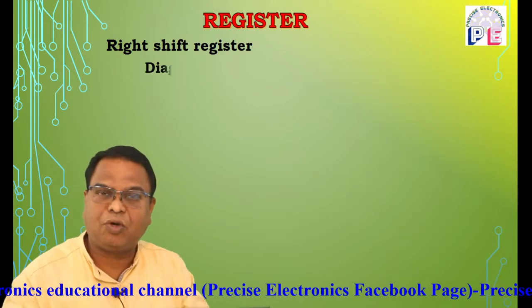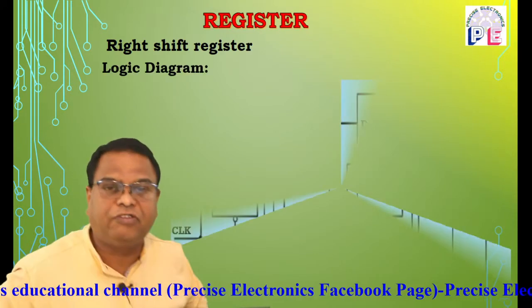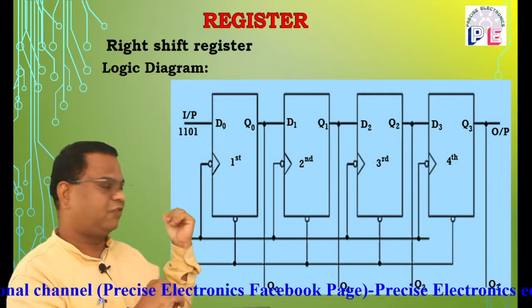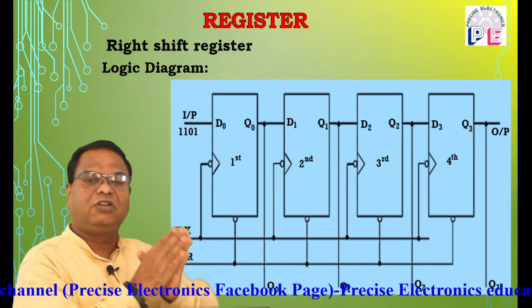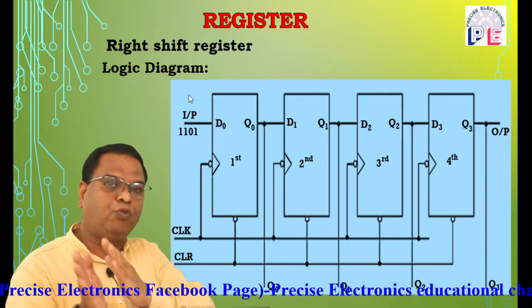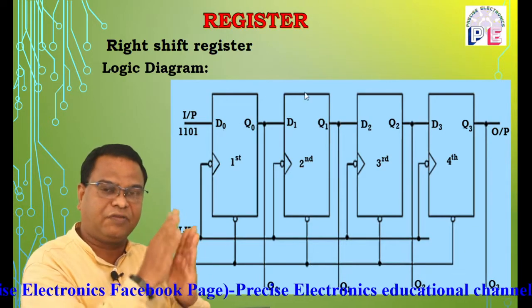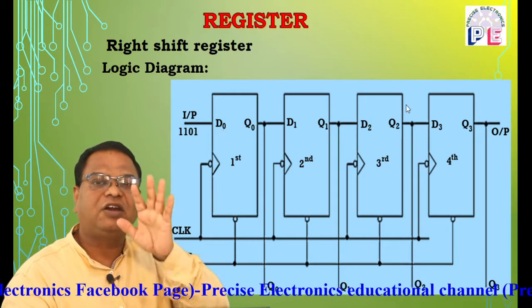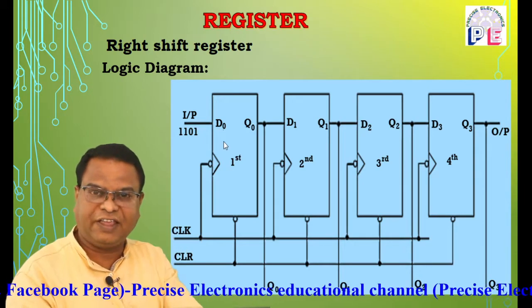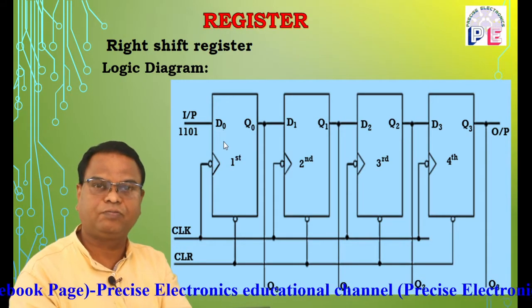The logic diagram of the right shift register is now going to display on your screen. In that register, data is applied and that data is shifted from one flip-flop to another flip-flop. So in this case, D flip-flops are used. There are 4 D flip-flops.